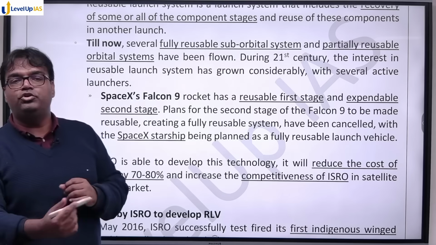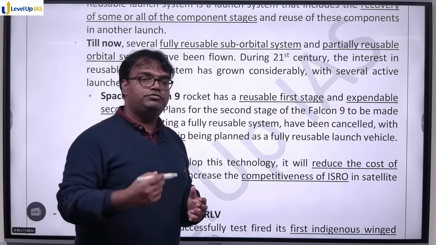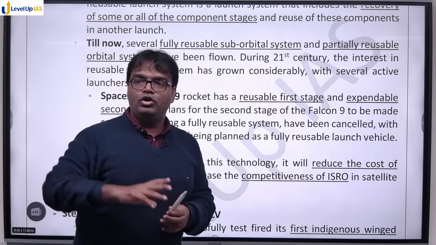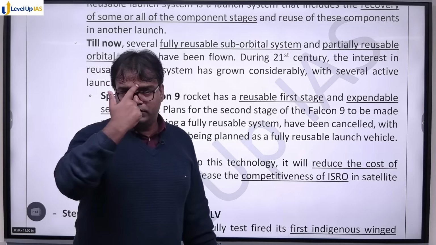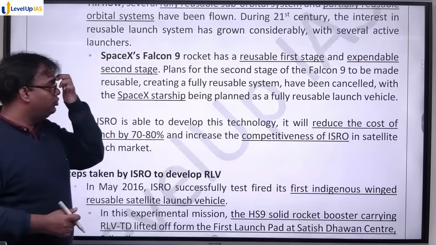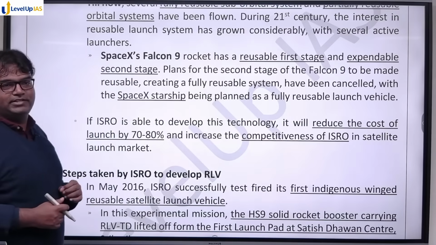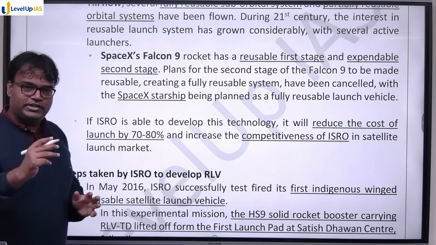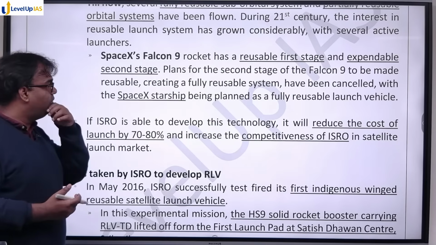Now, what is a partially reusable orbital system? These are the rockets which are used for launching satellites, but all their engines are not reusable. Some of the engines are reusable. A SpaceX Falcon 9 rocket has a reusable first stage and an expendable second stage. This is partially reusable. The first stage they can reuse, but the second stage they are not able to reuse.